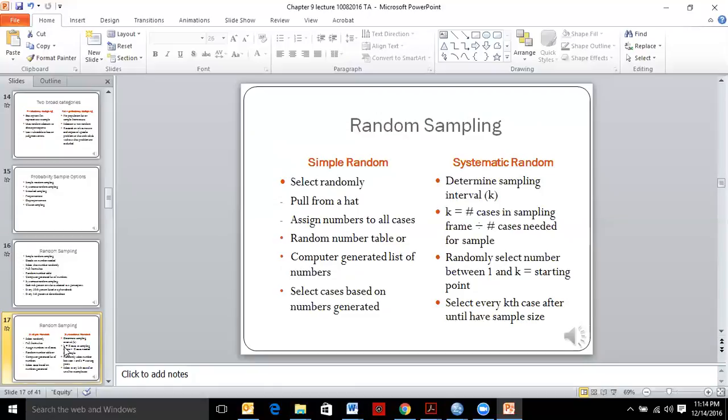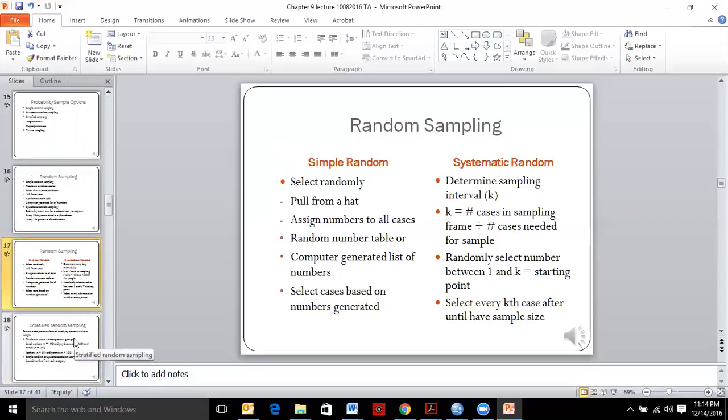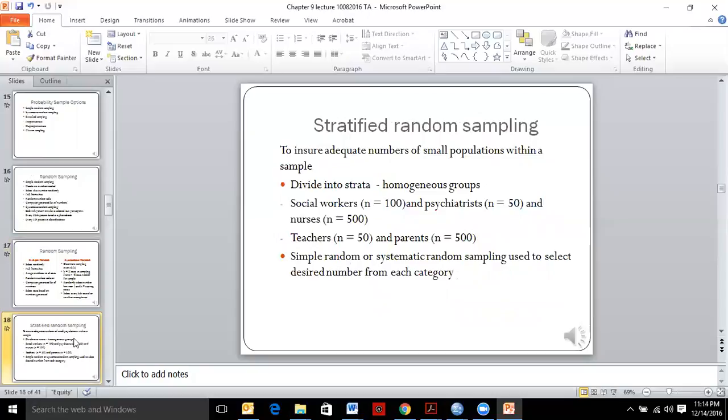So from 1 to 5, we randomly select one number, and then we add to that every fifth. So let's say, for example, when we did the random selection, we got 2, so it will be 2, 7, 12, etc.